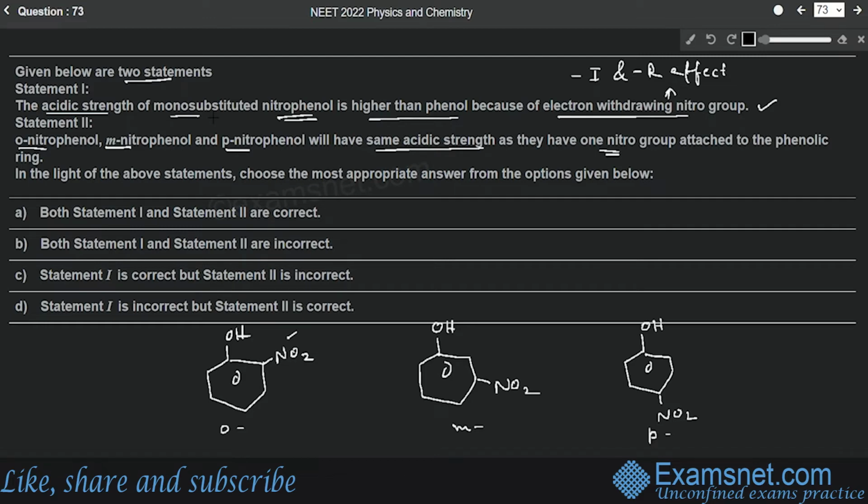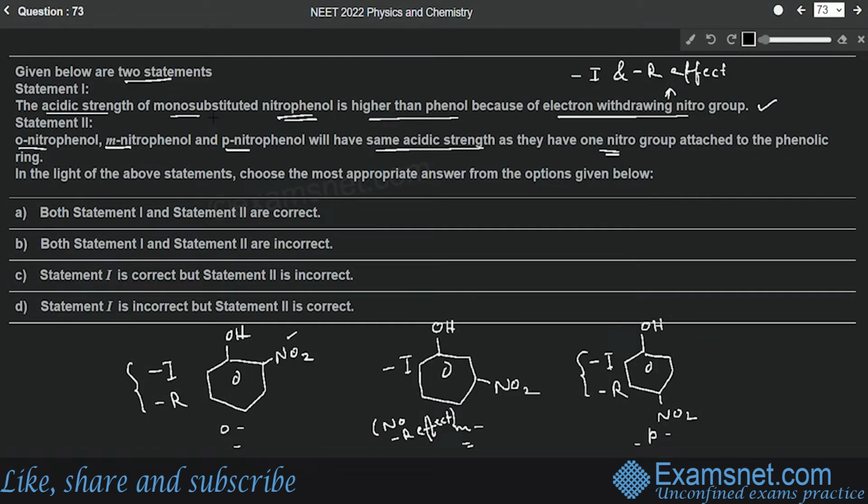Here remember that there will be minus I effect in all of them. Okay, but if we talk about the minus R effect, then only ortho and para nitrophenol will have minus R effect. That means these two will be having both the effects. Therefore, the acidic strength of these two, that means orthonitrophenol and paranitrophenol, will be more than the metanitrophenol, because there will be no minus R effect in case of metanitrophenol. Got it? So these are more.